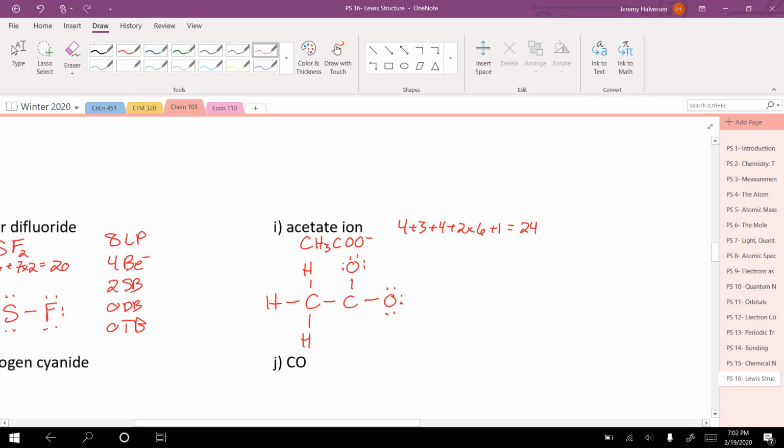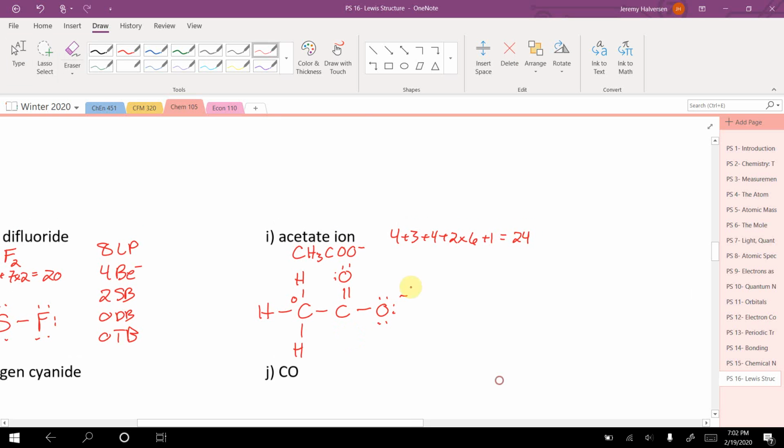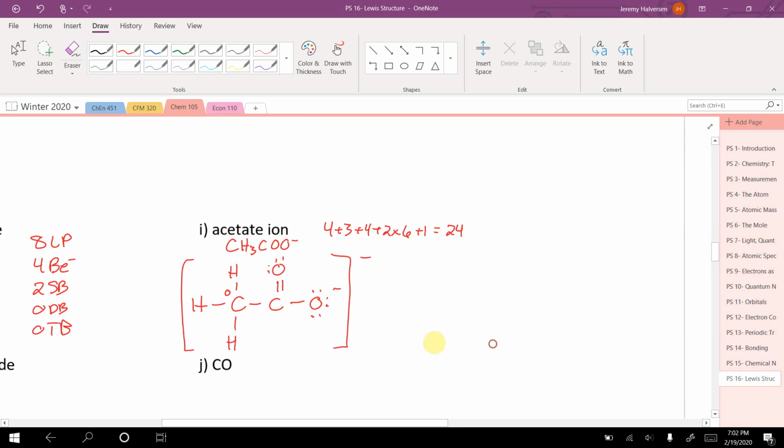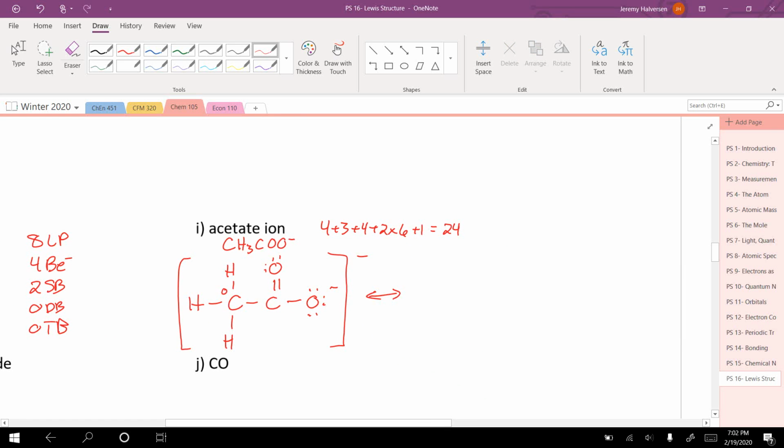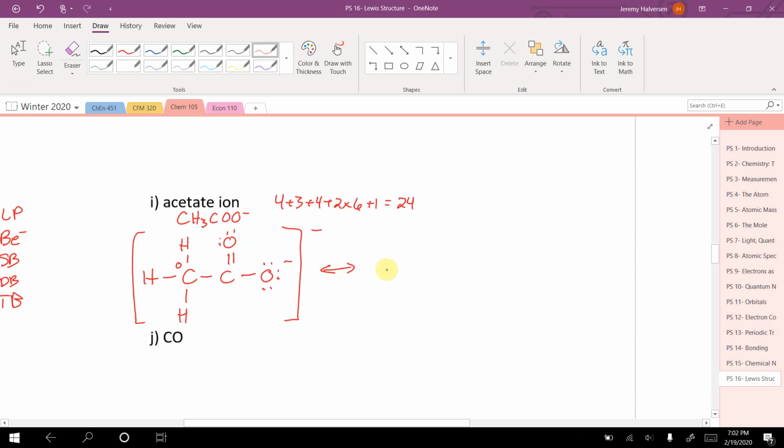Do my formal charges. Here I get all the hydrogens are 0. This carbon is 0. This carbon wants to own 4. It owns 3, so it's plus 1. This one's negative. This one's negative. So what can I do? I can make myself a double bond. Bam. That's now 0. And I got my negative, which is what I should have because of the charge on the ion. But here I can draw a resonance structure because I could have put the double bond on the other oxygen.